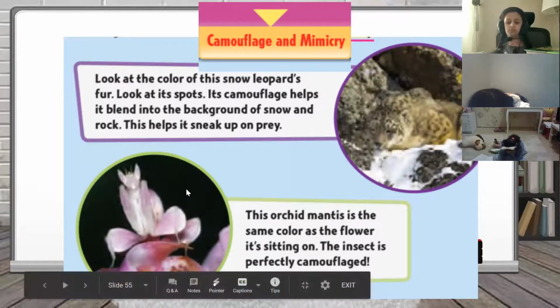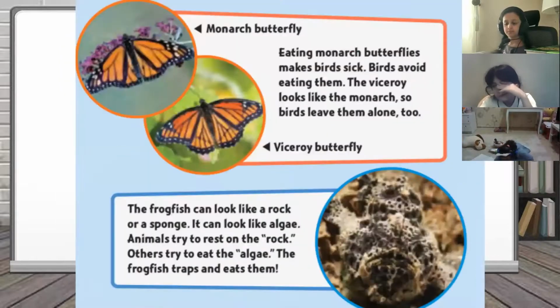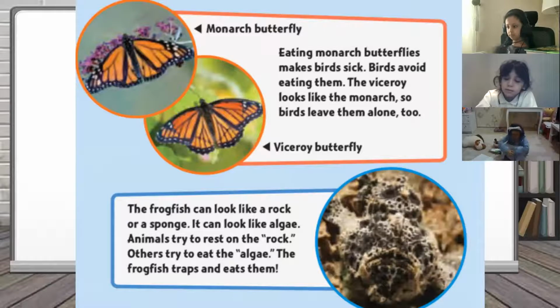What about this orchid mantis? This orchid mantis looks like what? Looks like a flower. Excellent. So this is also camouflage because it looks like the environment around it. Okay. What about this monarch butterfly? This monarch butterfly is not camouflaged. Why? Sorry, it is camouflaged. It is camouflaged, but why?